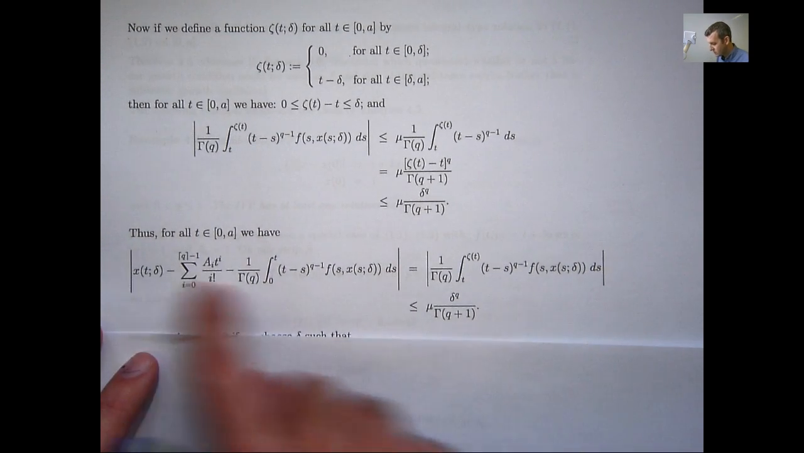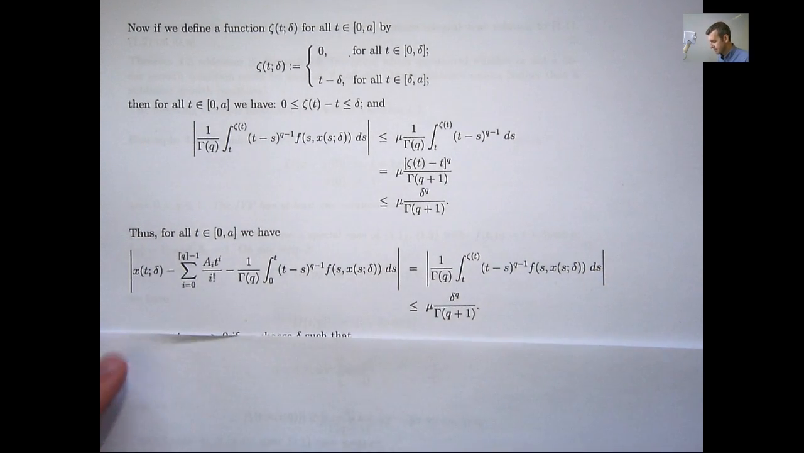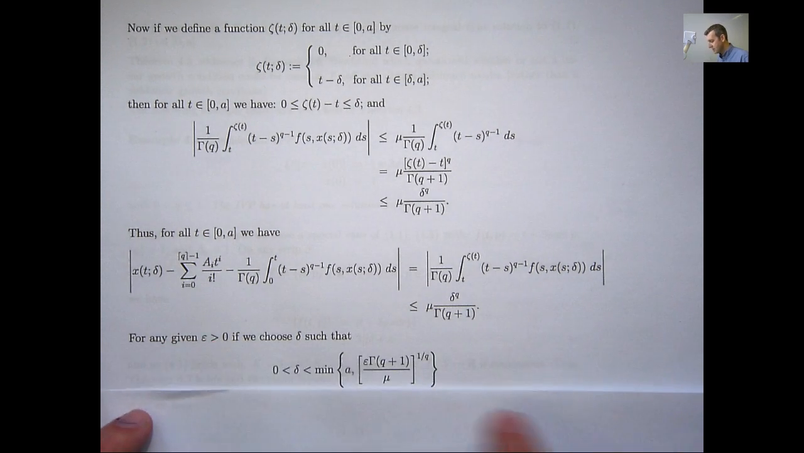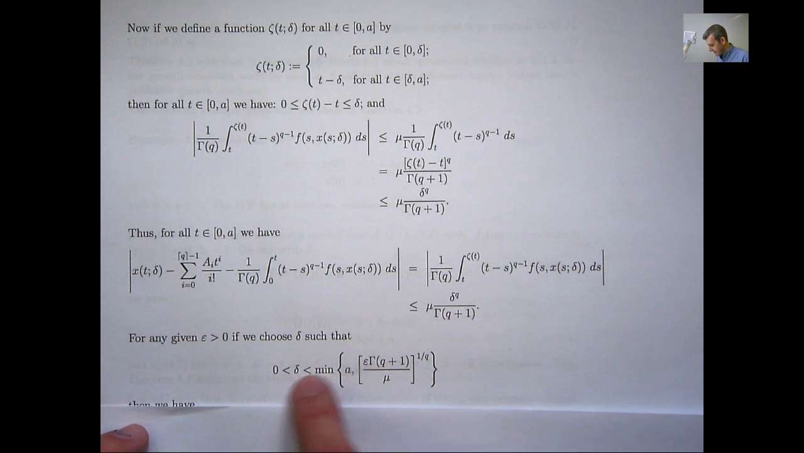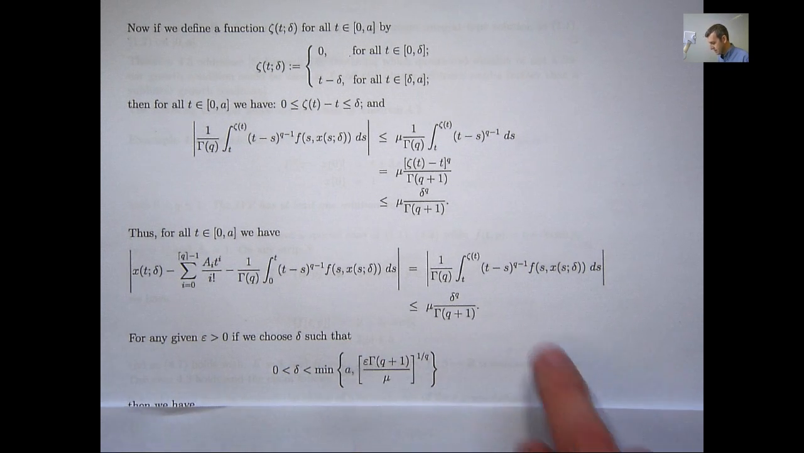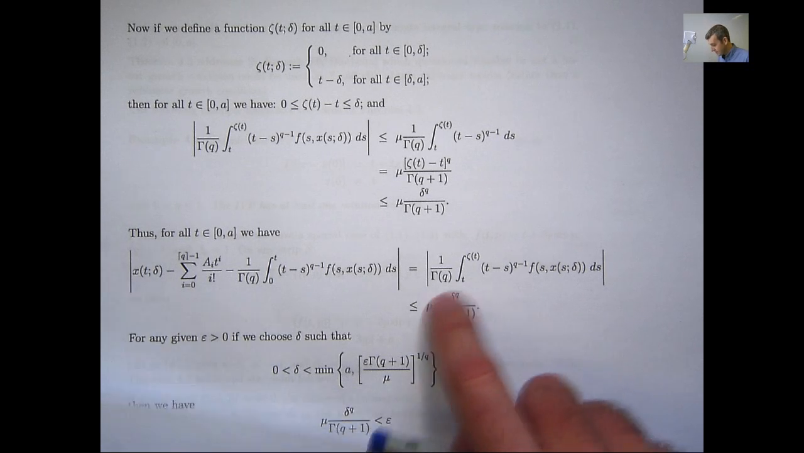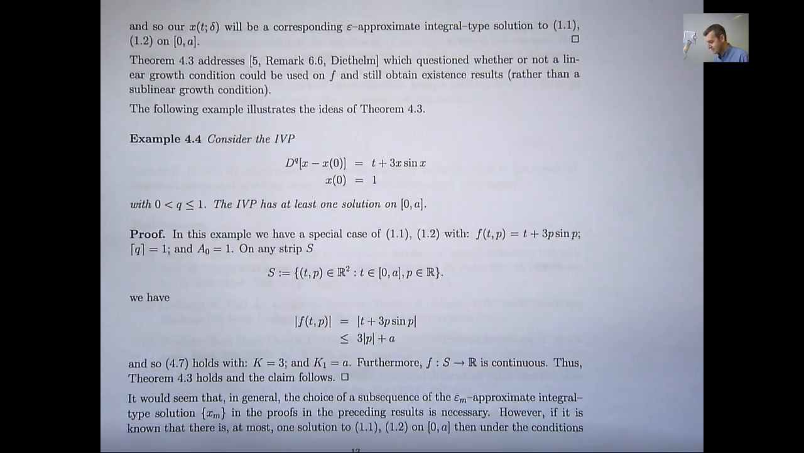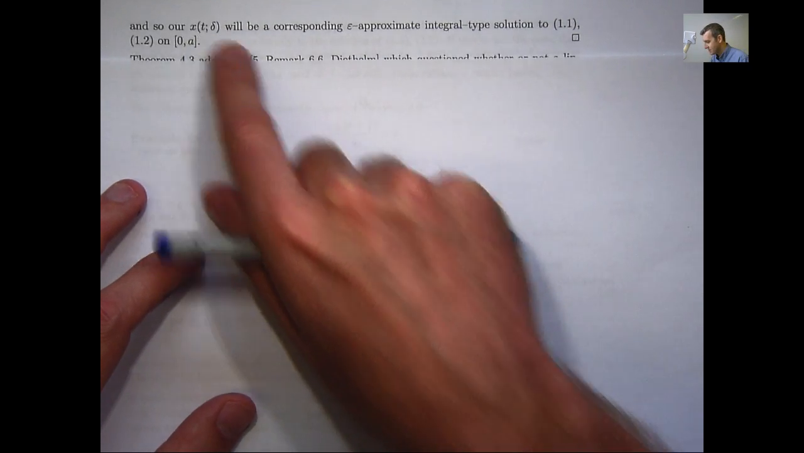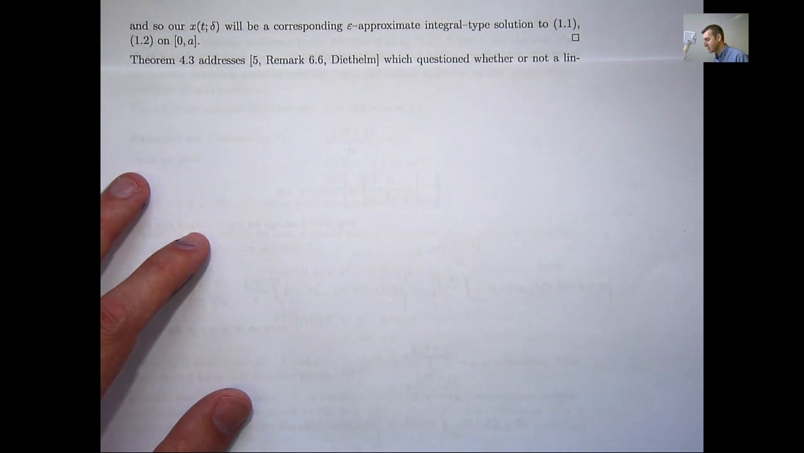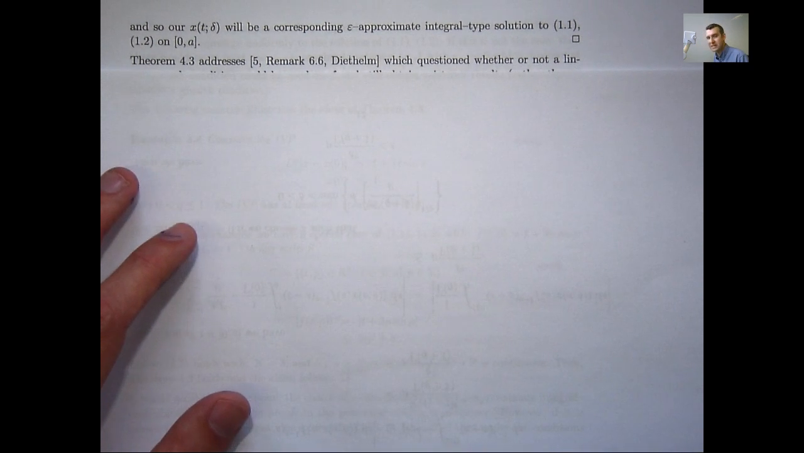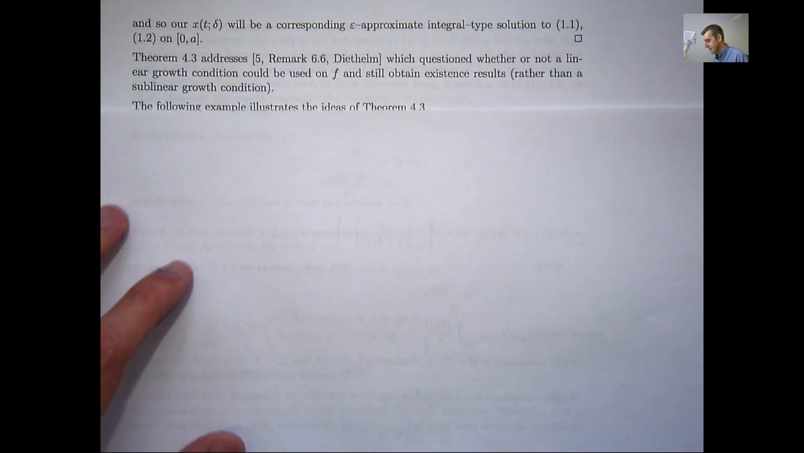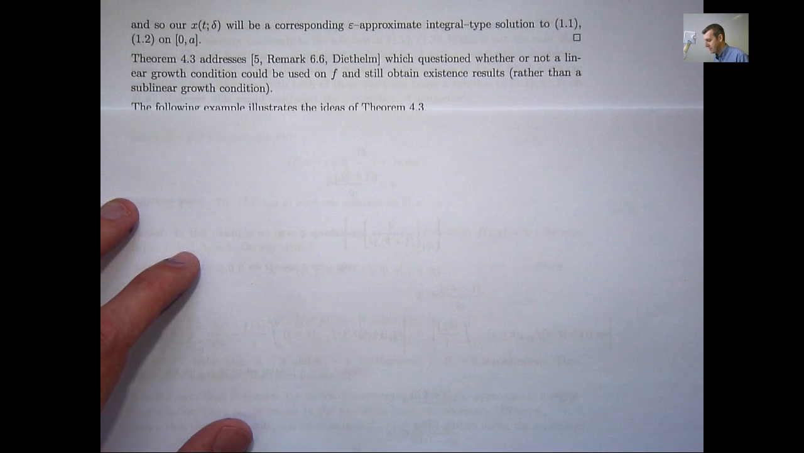Okay, so what I want to do here is make this small. So for any given epsilon, if we choose delta such that delta is less than this, then this is going to be smaller than epsilon, and as such, our function x will be a corresponding epsilon approximate solution. Okay, it satisfies the definition of epsilon approximate solution. Okay, so that's the proof. A little bit shorter, that one.